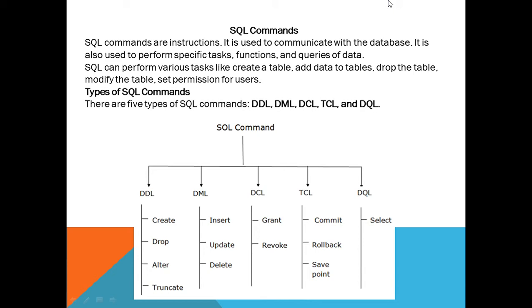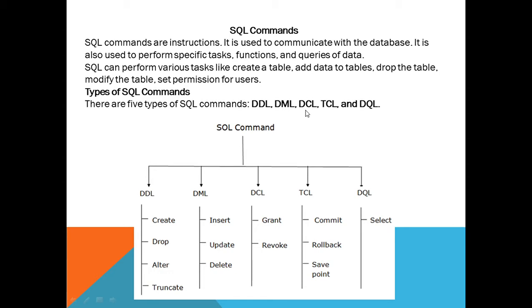You can see the types of SQL commands. There are basically 5 types of SQL commands: DDL, DML, DCL, TCL, and DQL. DDL stands for data definition language. DML stands for data manipulation language. DCL stands for data control language, TCL for transaction control language, and DQL for data query language. Basically, these are the 5 different types of languages SQL has.